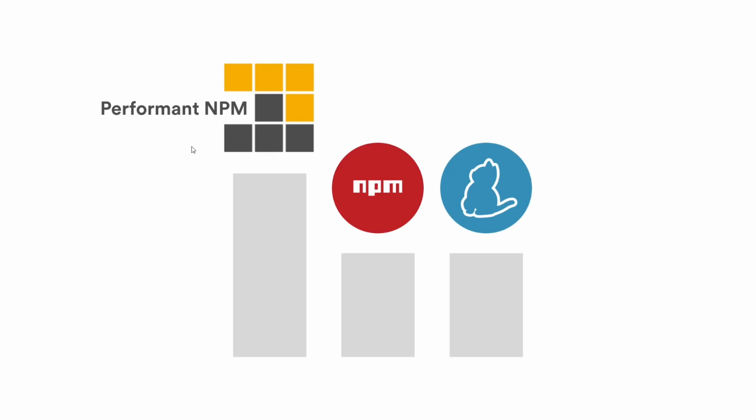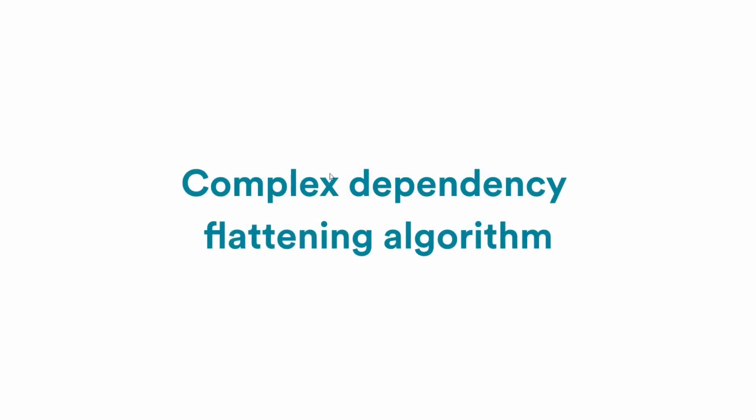So problem number one, npm and yarn both use a very complex dependency flattening algorithm. Now, what does this even mean? So npm and yarn both use flattened node modules. Let me show you what I mean by this.